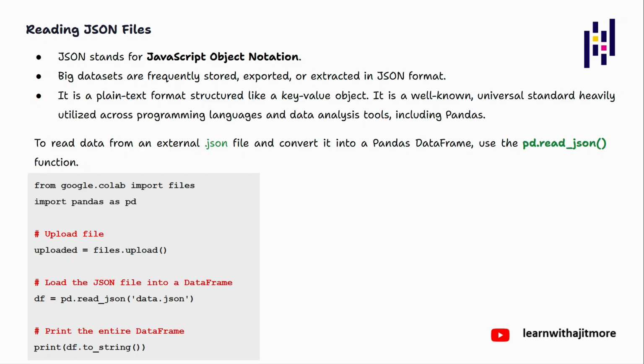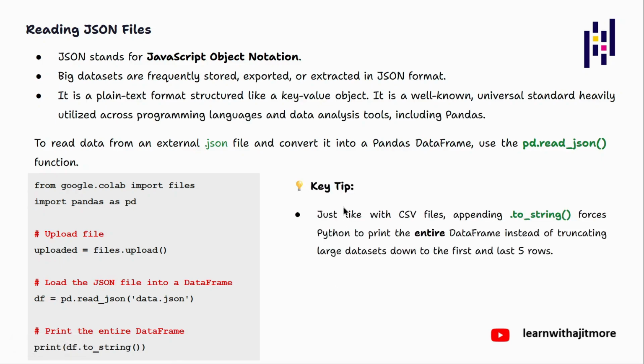It takes too much space for rendering, and it takes time also for rendering. So unless and until you need each and every record, don't do it. If you want each and every record to be printed, then we have this method, to_string. Use it. Same concept here as with the CSV file: appending .to_string forces Python to print the entire data frame instead of truncating it to the first and last 5 rows.